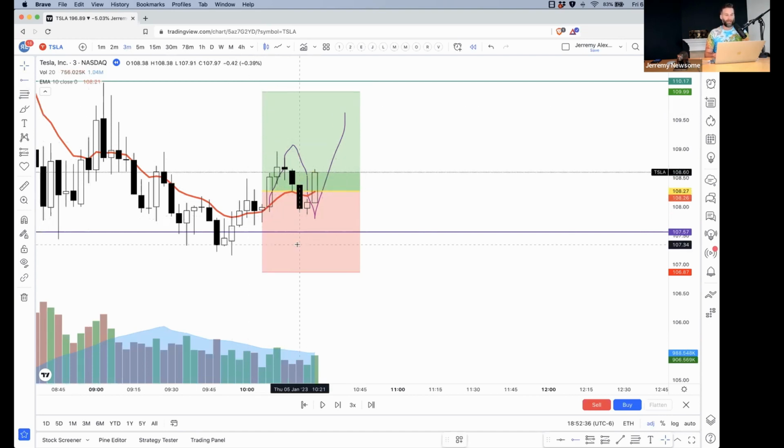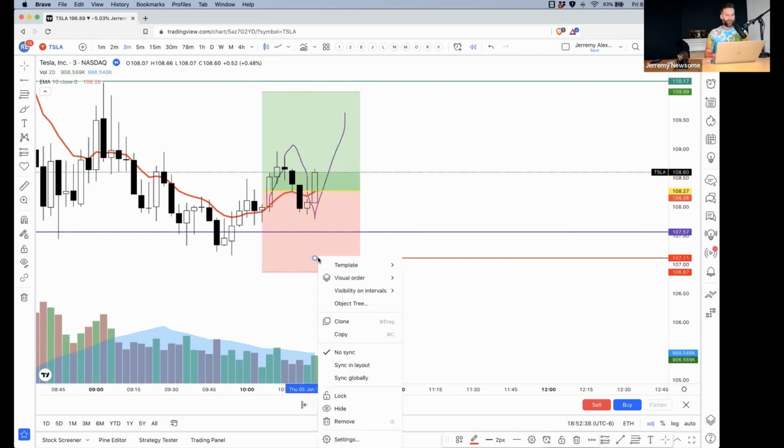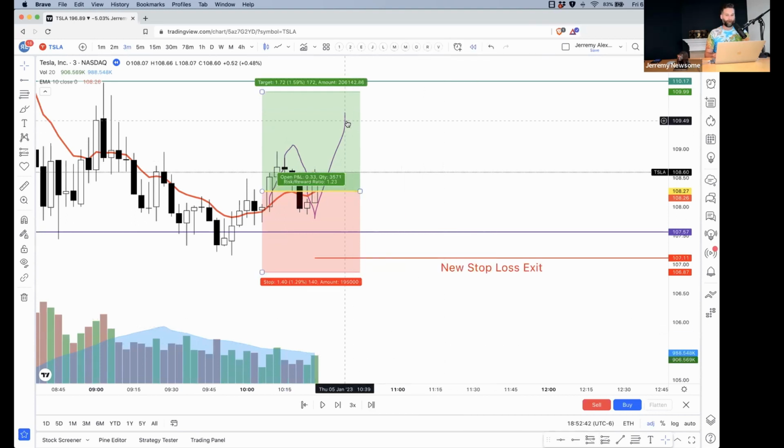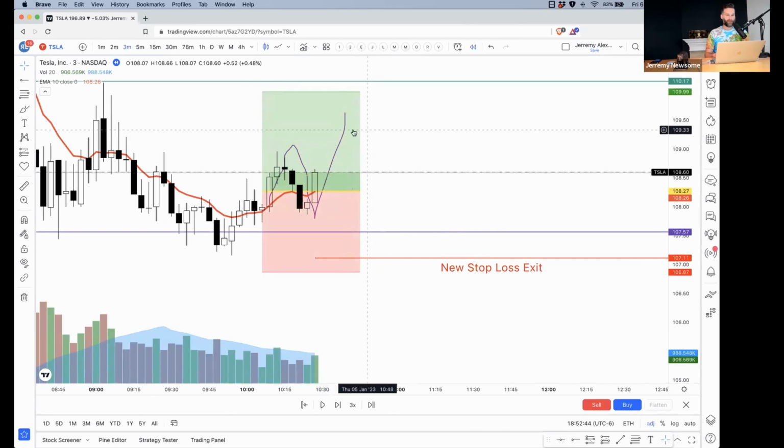All right, we got the bull candle. Now I'm going to take my stop loss and move it up to here. I'm trying to see if I can delete that purple line without deleting my thing. I don't think I can. All right, so now that I've moved my stop, I'm going to walk away for 30 minutes.